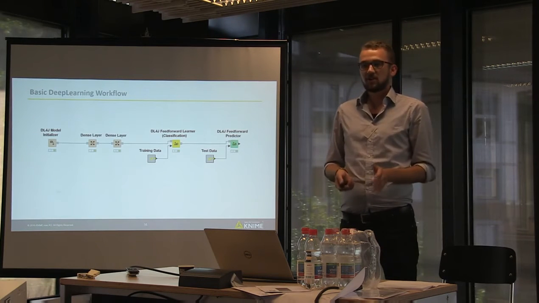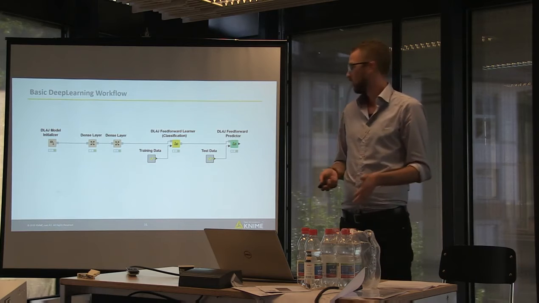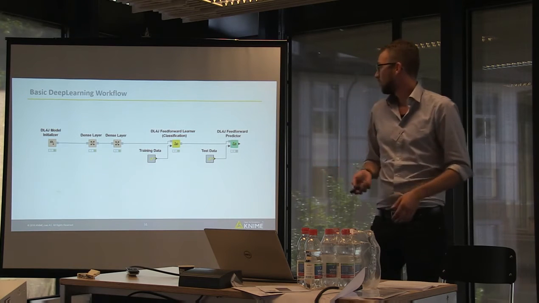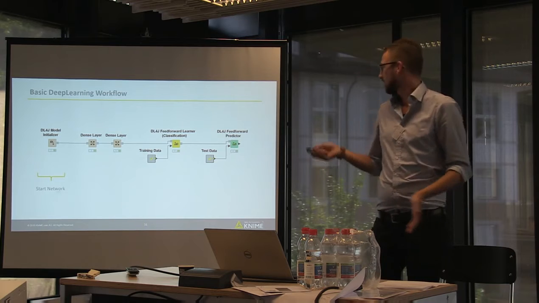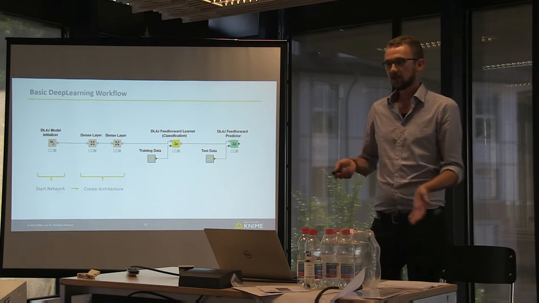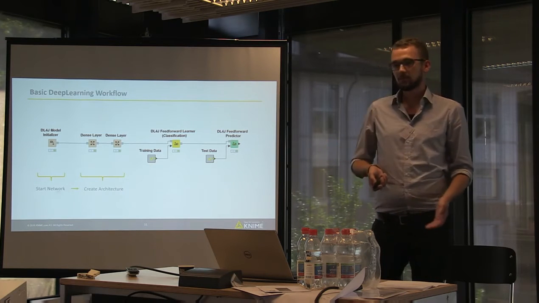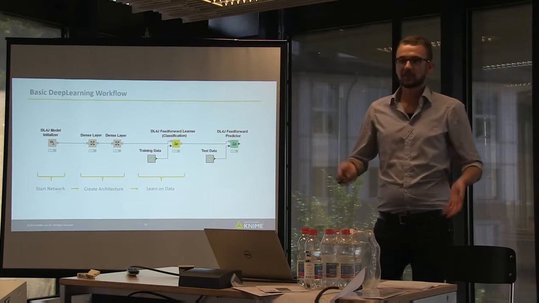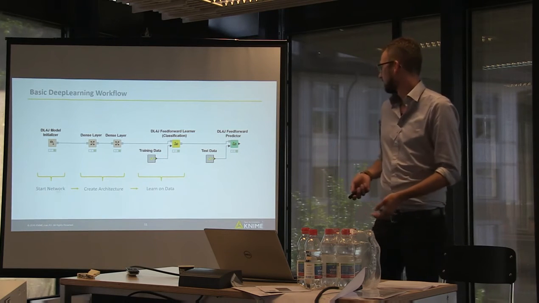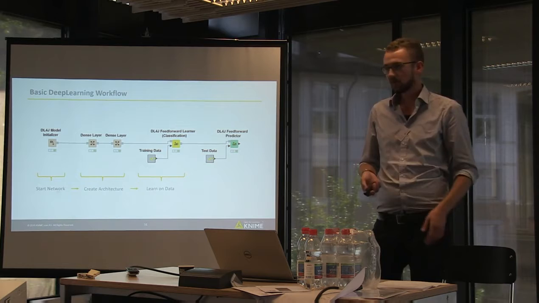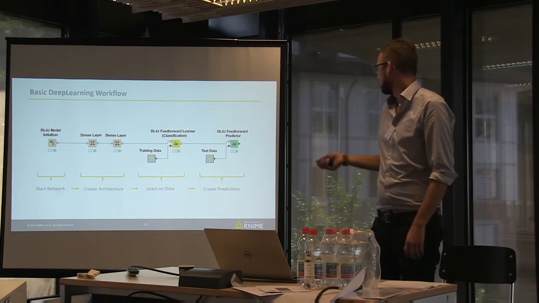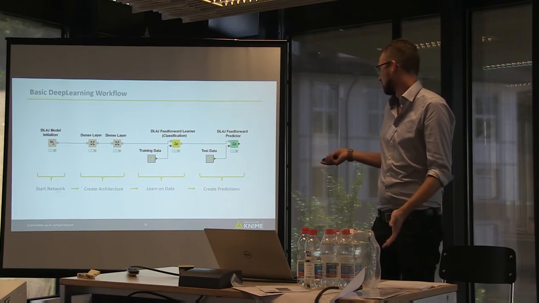So now I'd like to show a basic workflow, how this would look. Here we have 4 parts. At first you need to start your architecture, then you create your network, in this case a 2-layer perceptron. Then you learn on data. In this meta node we read in some tables and configure a classification learner to perform classification. And then we use a predictor node and also some test data to create predictions.